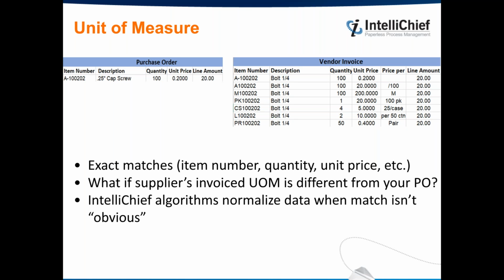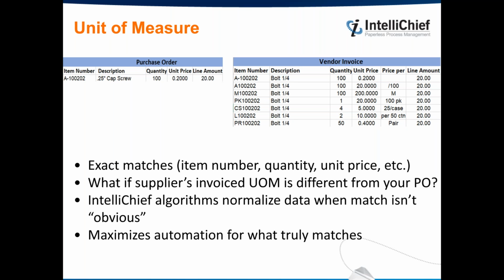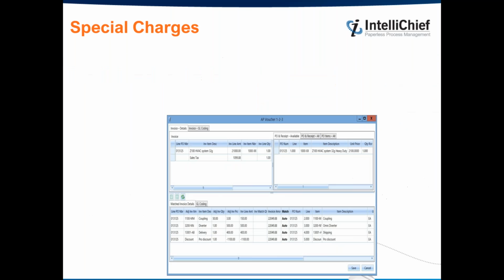So what we've got in there is an algorithm that effectively normalizes the data when it's not obvious. It does a number of calculations behind the scenes to determine if this is in fact the same thing. And if it is, it doesn't present it to the user. So it truly maximizes the automation for something that is basically just a calculation, where otherwise we'd be stopping the user and our straight-through processing rate would be lower.